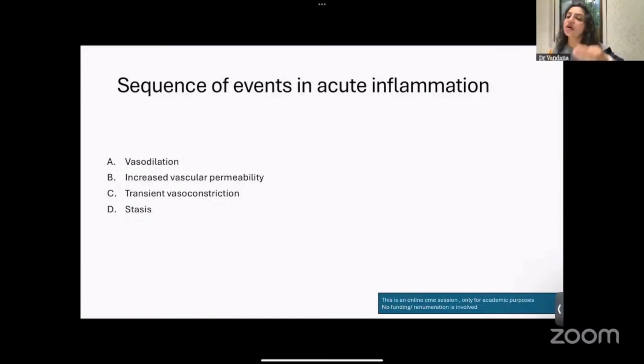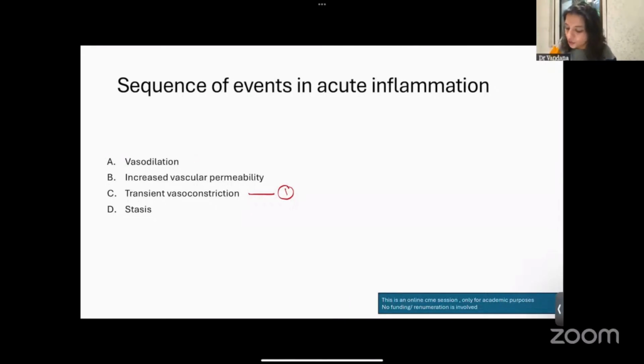This session is intended to cover inflammation and repair. And this is one of the repeat questions. What is the sequence of events that occurs in acute inflammation? This is very important. So what is the first thing to occur in acute inflammation? It is always transient vasoconstriction, which is a reflex mechanism.